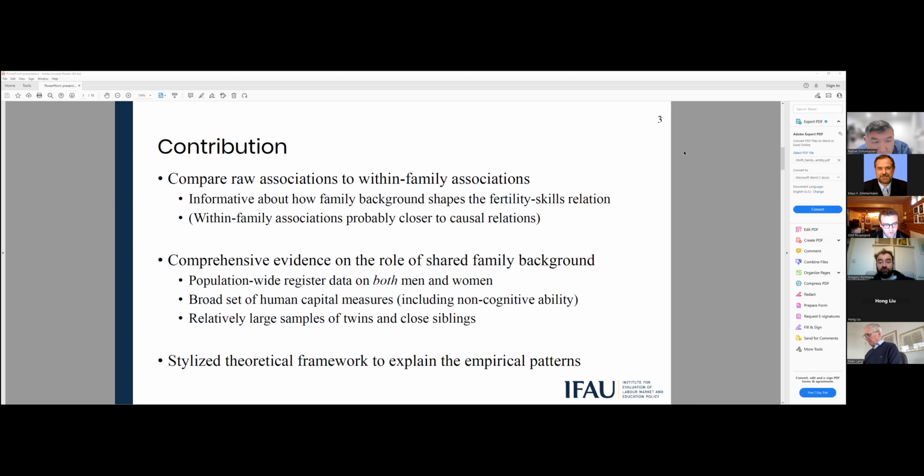And also the use of register data leaves us with pretty large samples of twins and close siblings, which I think is important because there have been some precision issues in the previous literature when it comes to the within family associations. And after presenting the results, we also have a quite simple theoretical framework to rationalize the patterns that we unravel.